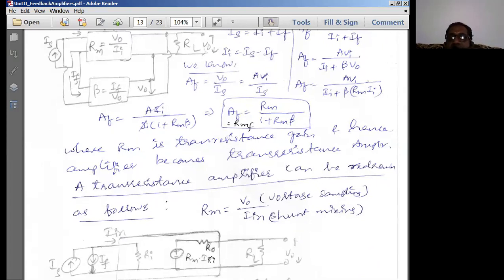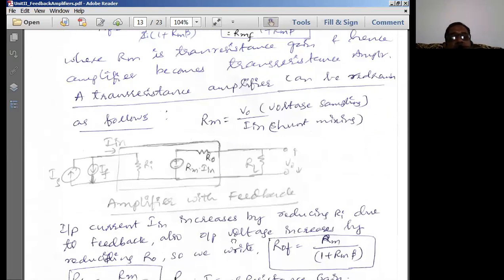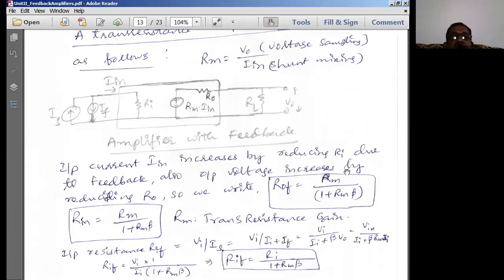R naught is the internal resistance of the voltage source which we have transformed into, which is considered the output voltage of an amplifier. So input current Ii increases. Now, when can I get more input current? The current flowing through Ri should increase. So the input current through Ri, or input of the amplifier, increases by reducing Ri. If Ri reduces, then only Ii is going to increase due to the feedback. Also, output voltage increases by reducing R naught.